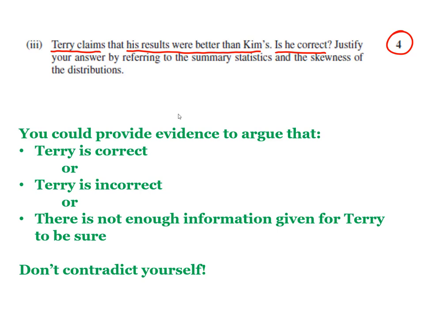You could argue that Terry is correct. You could argue that Terry is incorrect. You could even sit on the fence a little bit and say that you don't have enough information, but you would need to explain what extra information you might need. That's a difficult path, that one. Be really careful not to contradict yourself.